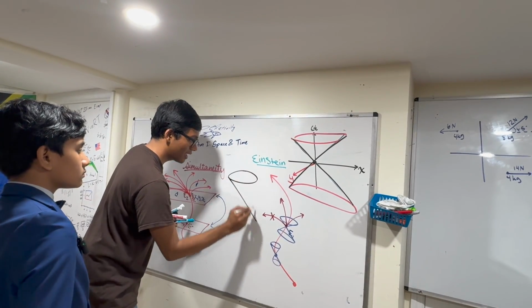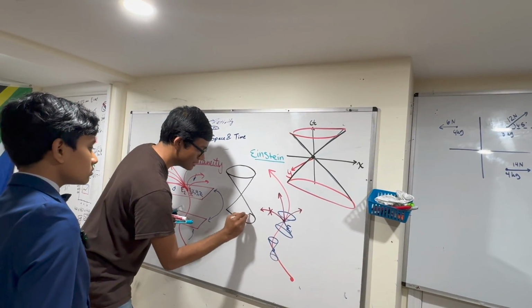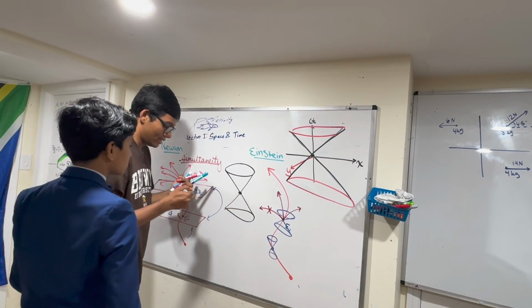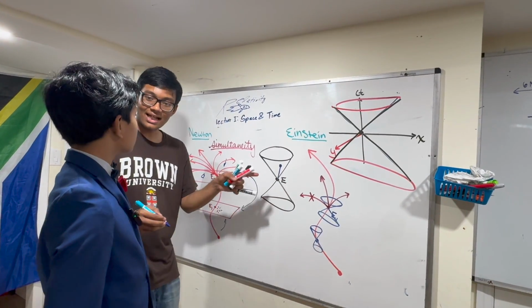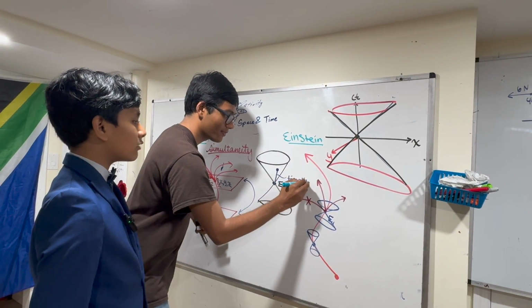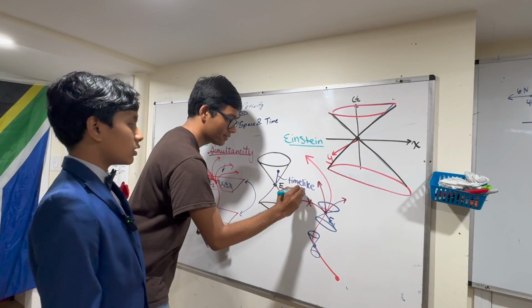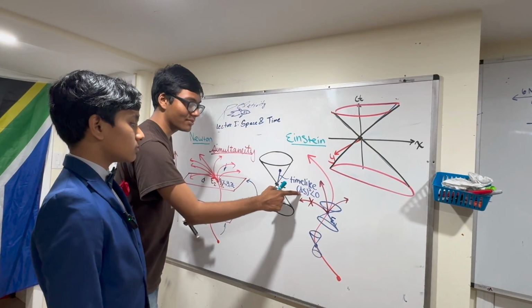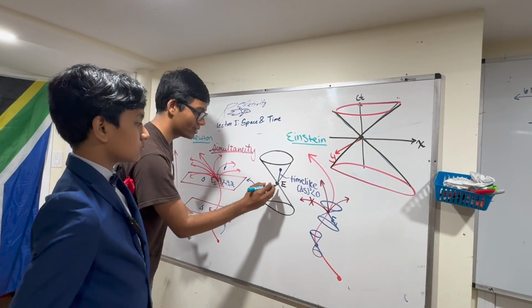Here is a light cone. Another event inside the light cone is called time-like, while anything outside the light cone is called space-like. Time-like events have a negative space-time interval.